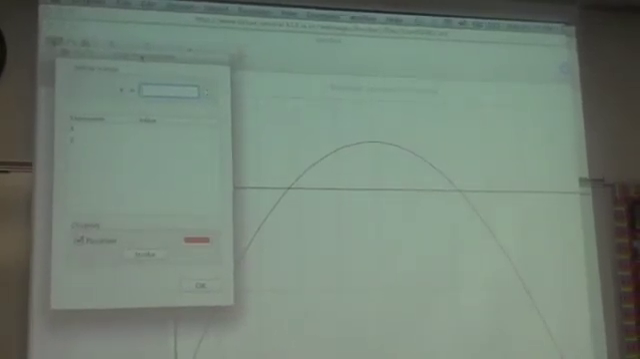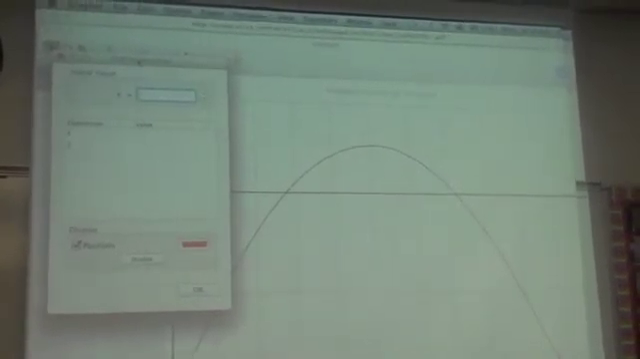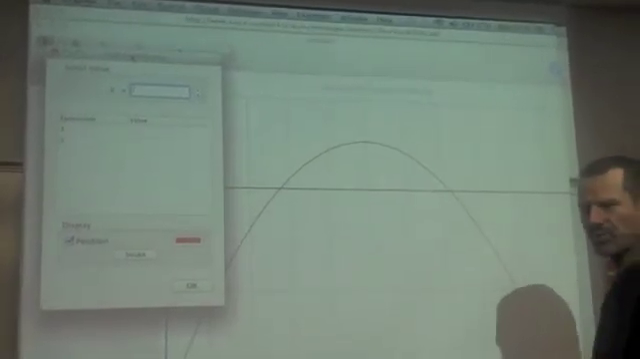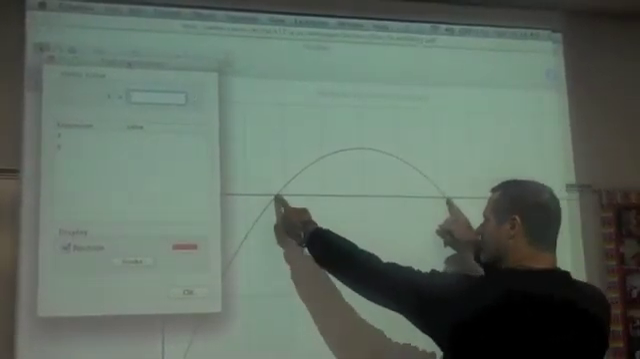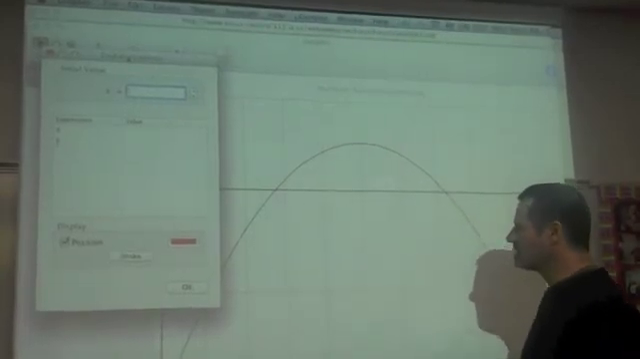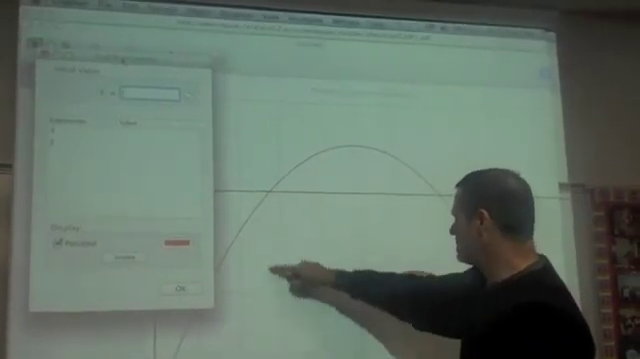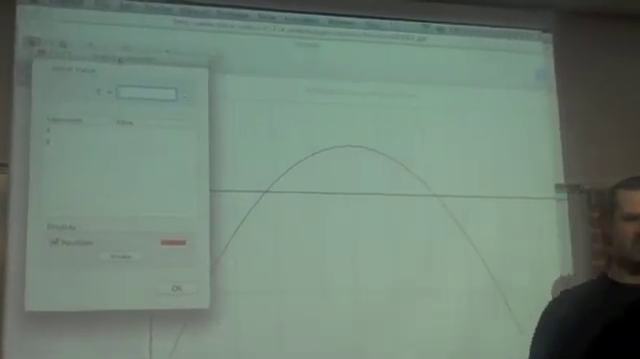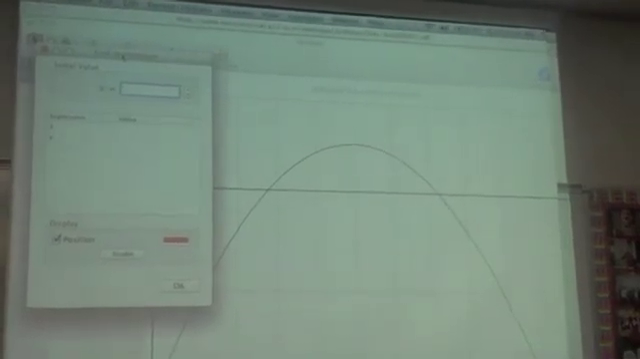Why didn't it just give me the answer? You bet. This computer is kind of smart. Not real smart, but kind of smart. It knows there's two of them. It doesn't know which one I want. So let's look for the one somewhere around, what's that, around 15. 14 or something? 14. No, it actually is 14, I believe.